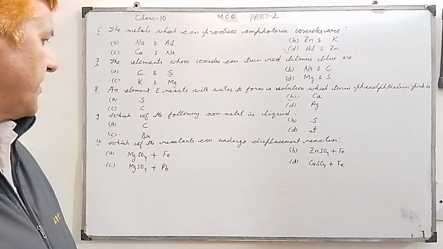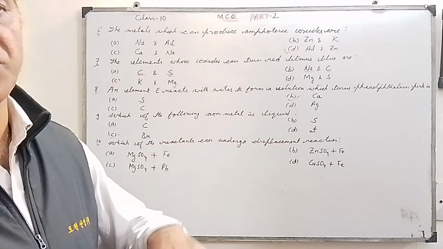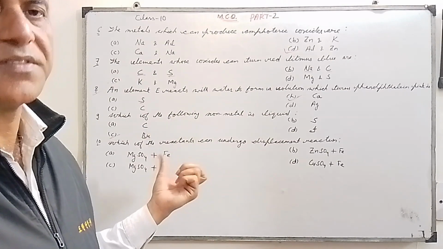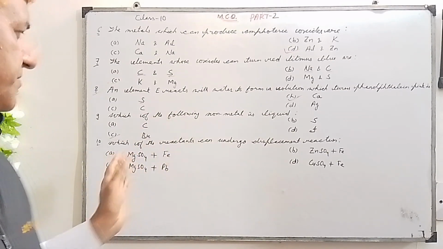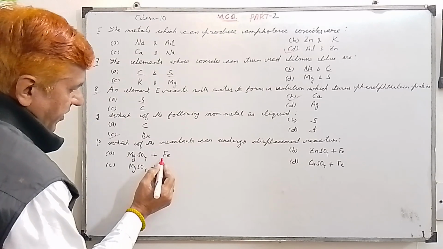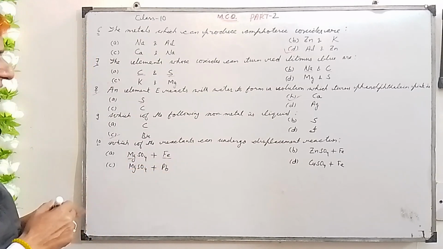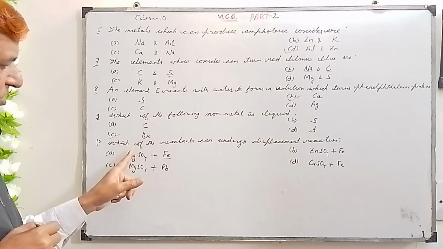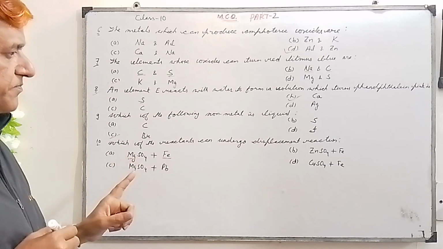So question number 10, which of the reactants can undergo displacement reactions? So my dear students, always remember that a metal which is more reactive than the other metal will displace the other metal. So for example, here iron and magnesium. Iron is less reactive, so it cannot displace magnesium.